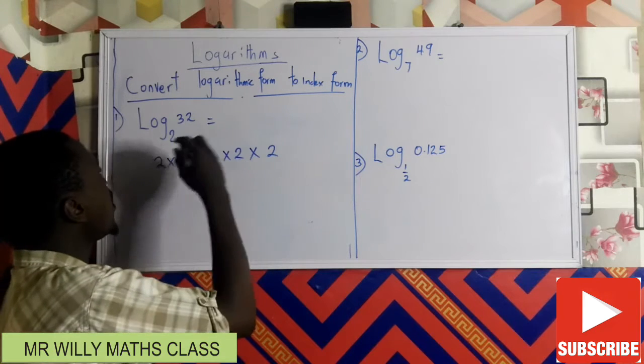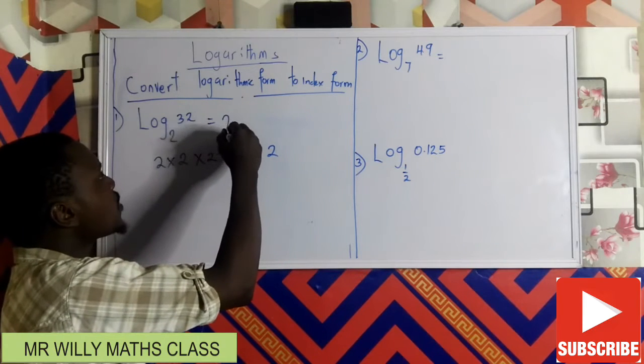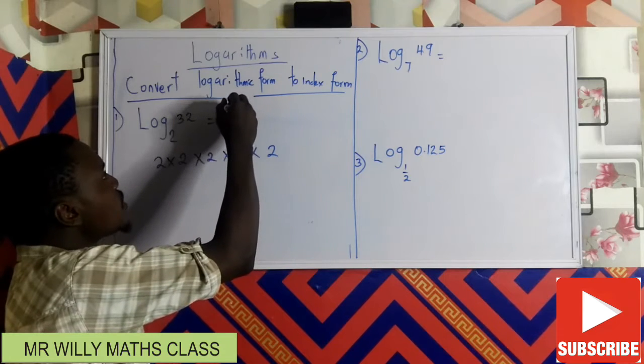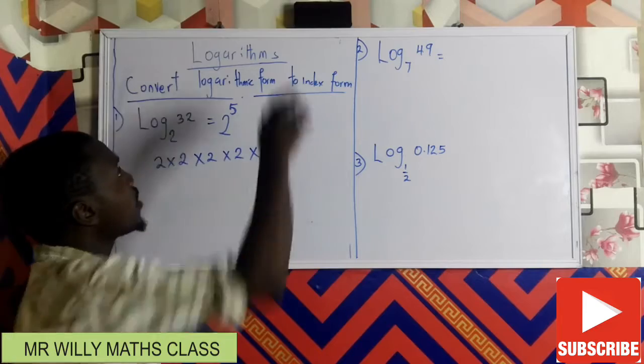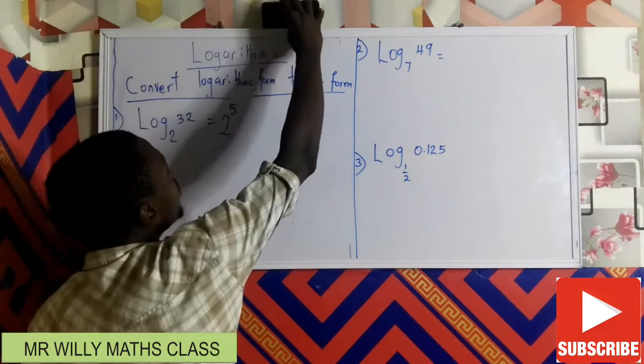It simply means that log base 2 of 32, in index form, you write 2 raised to power 5. That's what it means, 2 raised to power 5. Log base 2 of 32, when changed to index form, is 2 to the power 5.